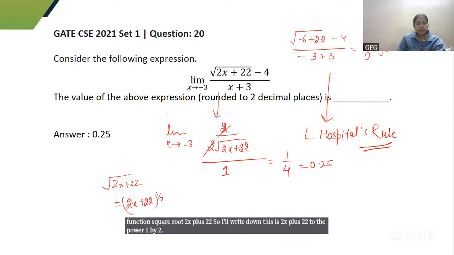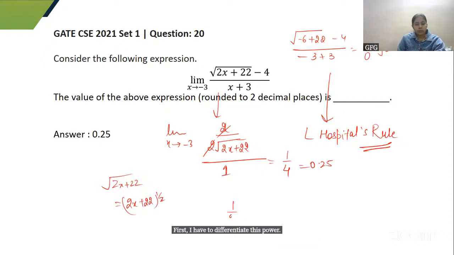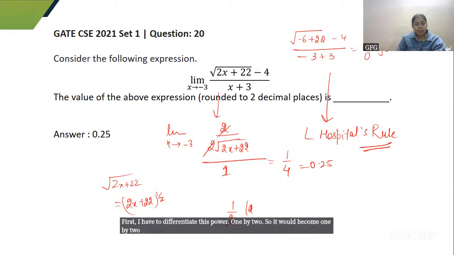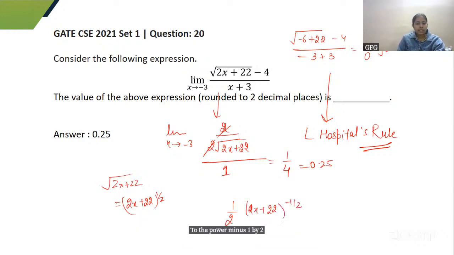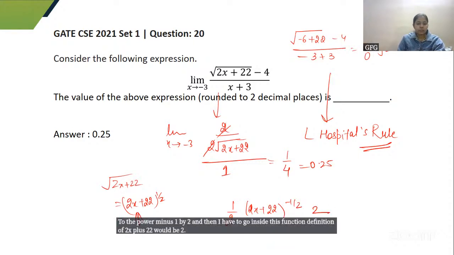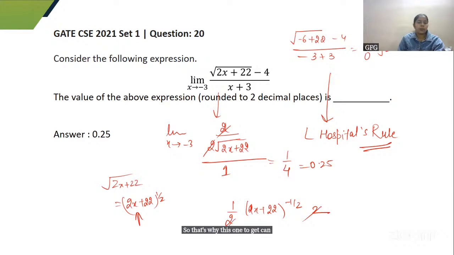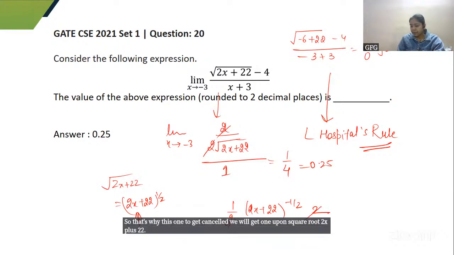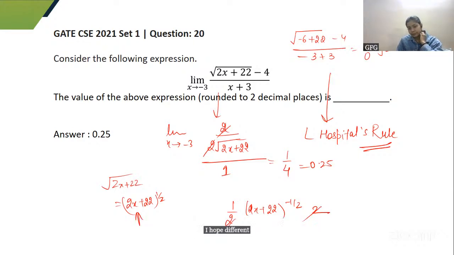First, I have to differentiate this power 1 by 2. So it would become 1 by 2, 2x plus 22 to the power minus 1 by 2. And then I have to go inside this function. Differentiation of 2x plus 22 would be 2, right? So that's why this 2 and 2 get cancelled. We'll get 1 upon square root of 2x plus 22. I hope differentiation is clear.